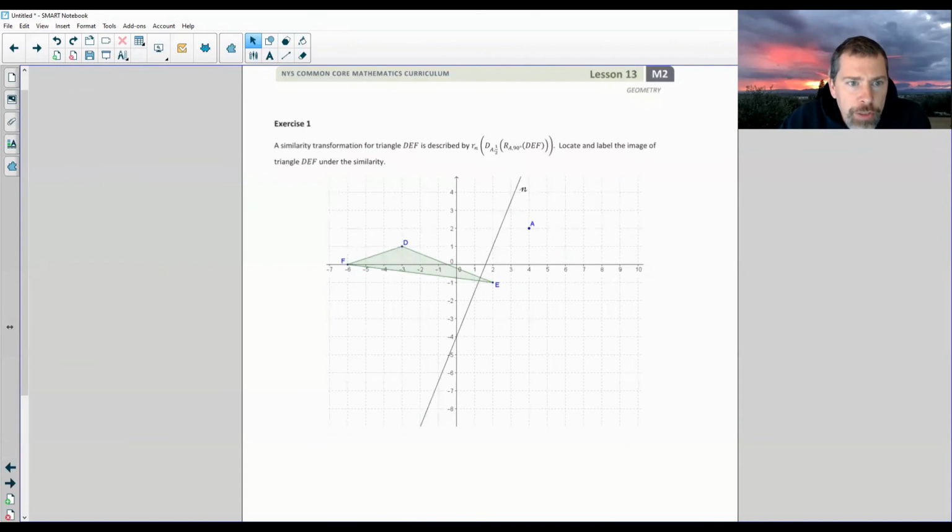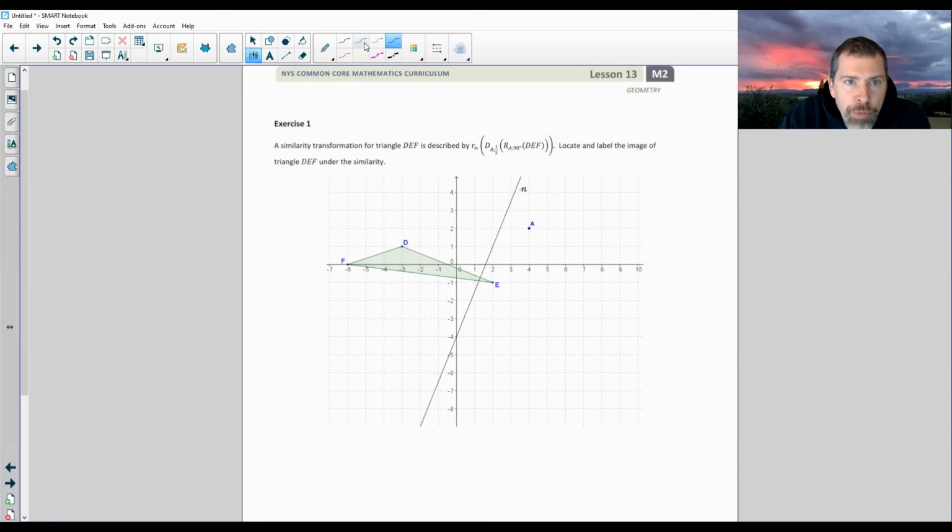Okay, page 3, exercise 1. A similarity transformation for a triangle DEF is described by R sub n. What does R sub n mean? A reflection across n. So the lowercase r is reflection, remember? And an uppercase R is rotation. Don't confuse the two. So if you look at n, it is a reflection across n, a dilation about A of scale factor of 1/2, and a rotation about A of 90 degrees of triangle DEF.